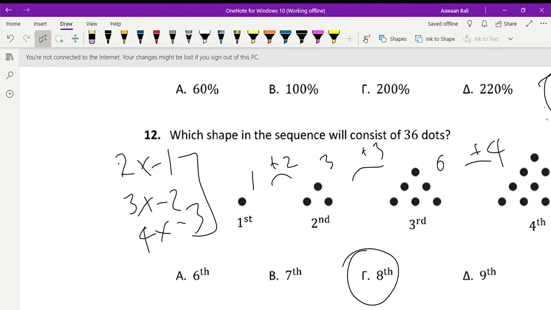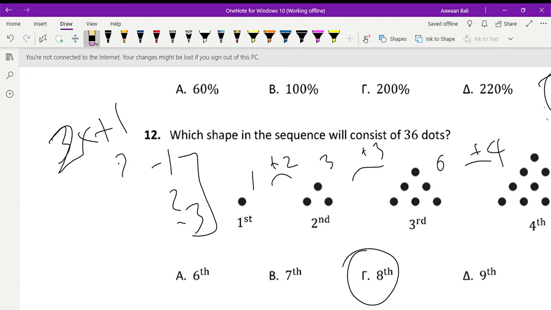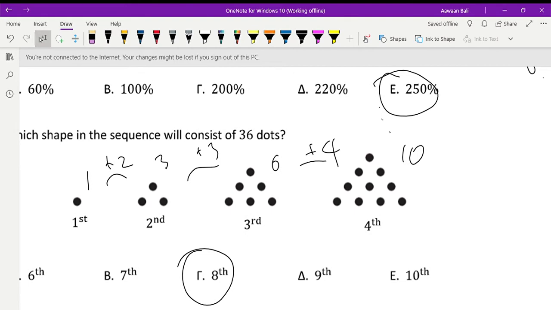3x plus 2. 3x plus 1. No, sorry, 2x plus 1. Now when we substitute 0 for the first part, 2 times 0 is 0 plus 1, 1. Then for the second one, 2 times 1, 2 plus 1, 3. 2 times 3, 6 plus 1, 7. So that makes it a bit more complicated still.